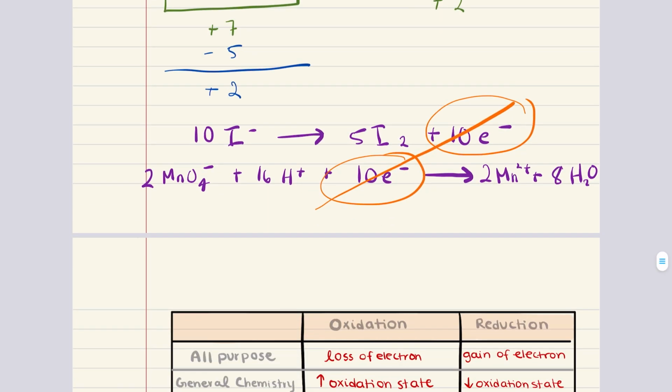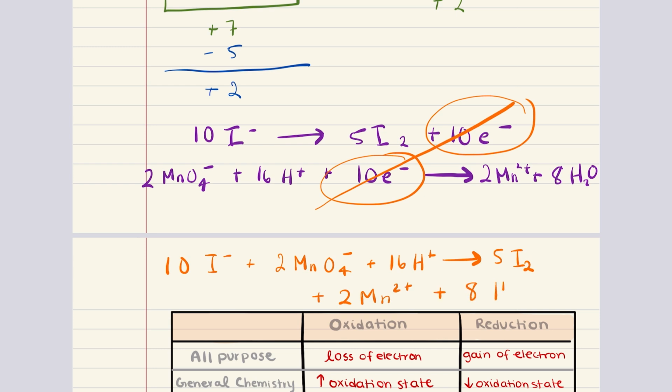Now we can go ahead and write the overall reaction. Adding these balanced half reactions together gives us 10 iodide ions plus 2 permanganate ions plus 16 hydrogen ions. And that gives us on the product side 5 molecular iodine molecules plus 2 manganese 2 ions plus 8 water molecules. And there you have it. We have now solved this problem.